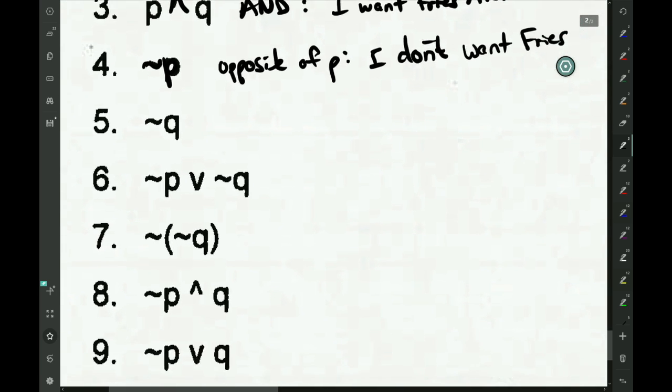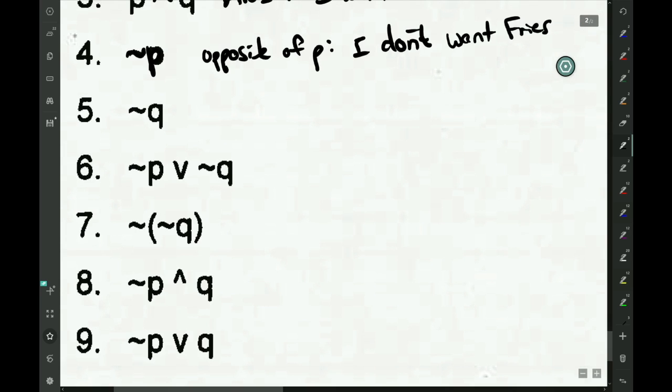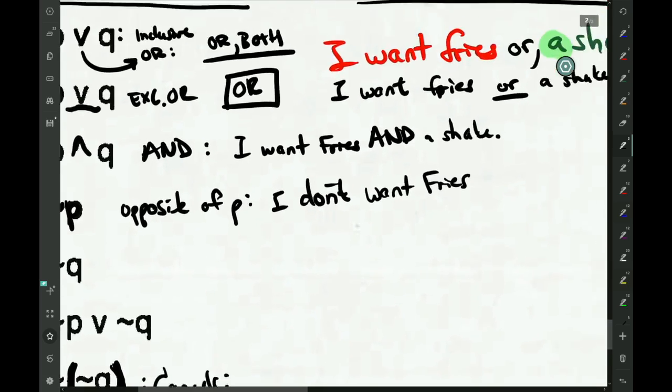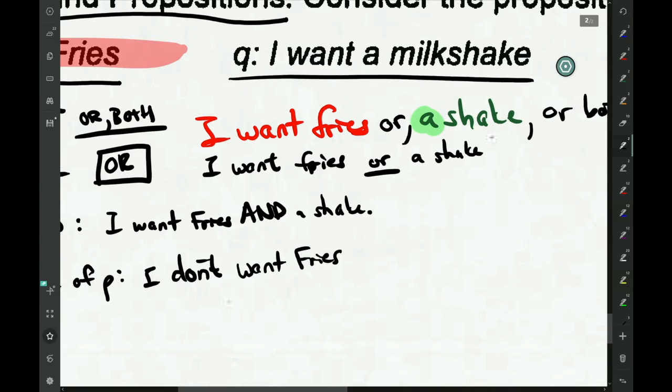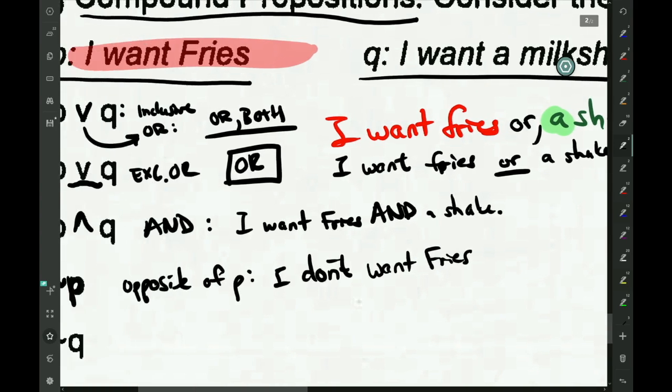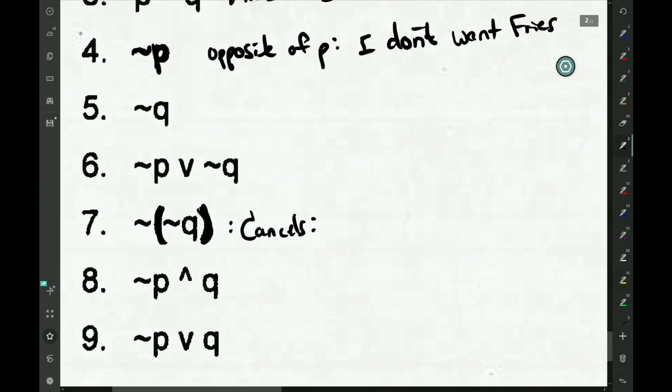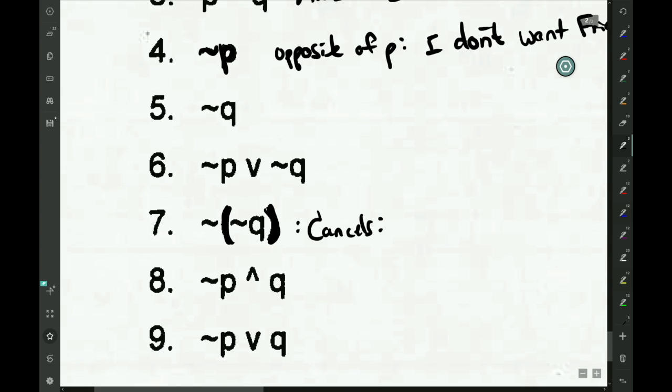Now, some of these are a little more challenging. So notice here you're double negating. So really it's like I don't, and you end up with the same thing back. A double negation cancels each other out. But still, if you write it out twice, you'll kind of see that. So you actually end up with the original statement. So you're saying I don't want a milkshake, which means you do want a milkshake, I suppose. So go ahead and try to finish these up as well.